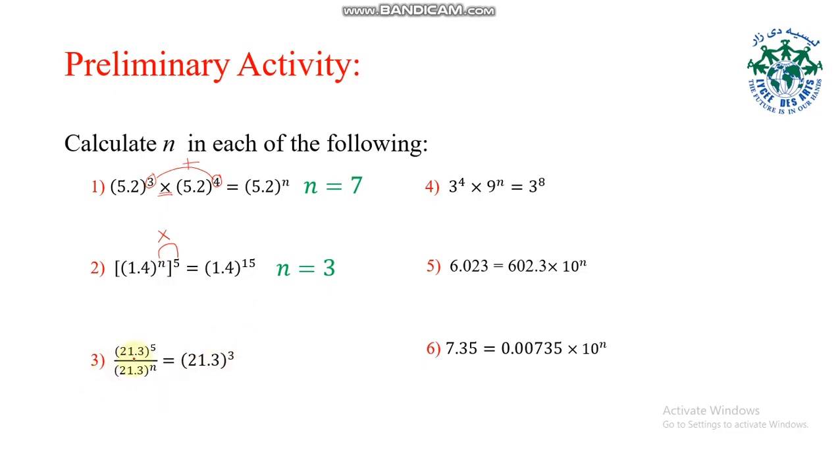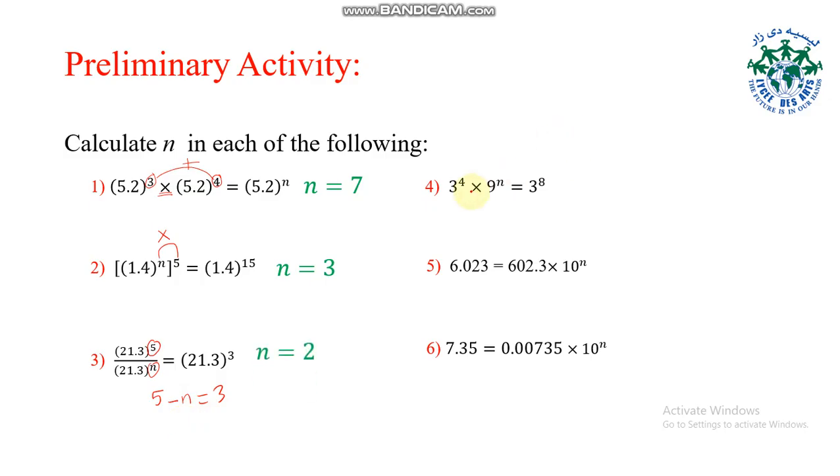In the next part, 21.3 exponent 5 divided by 21.3 exponent n. When we have division of powers of the same base, the numerator is a power and the denominator is a power with the same base. So simply put the same base on the right side, and we don't divide the exponents, we just subtract them. 5 minus n is going to be 3, so n again is 2.